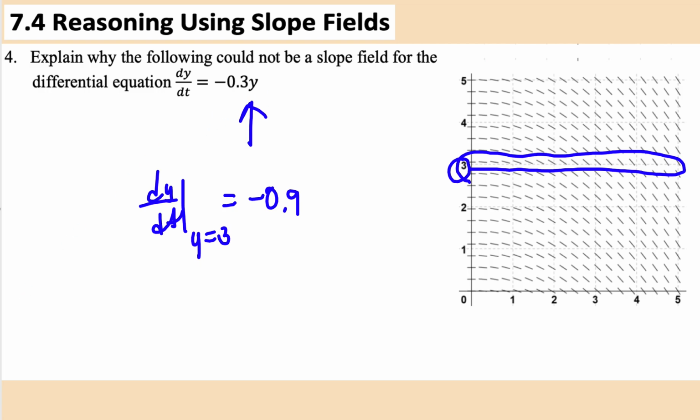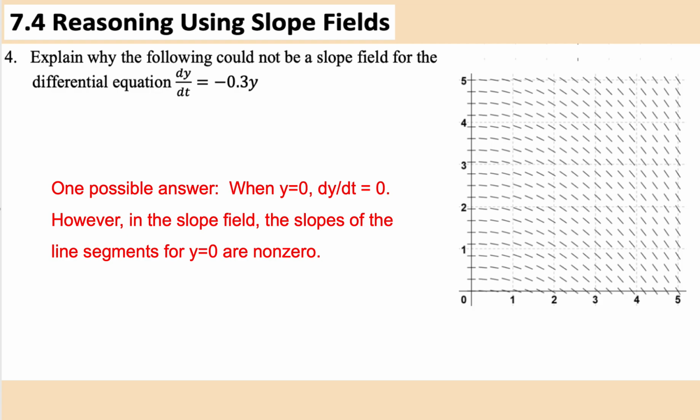And there's different ways you could write the answer, and here is one way. You could say one possible answer is when y is equal to 0, right here, the slopes of the line segments at y equal to 0 are non-zero. You can see they are not equal to 0.